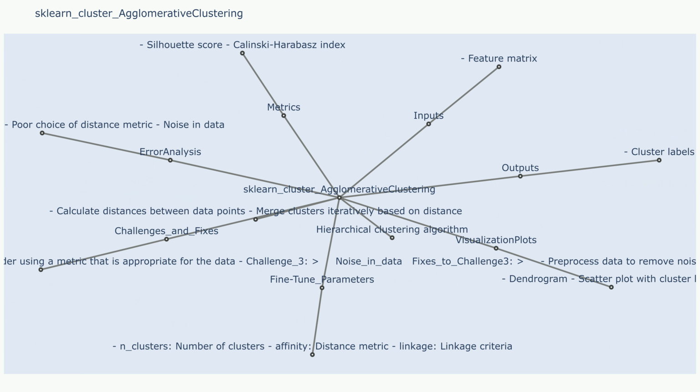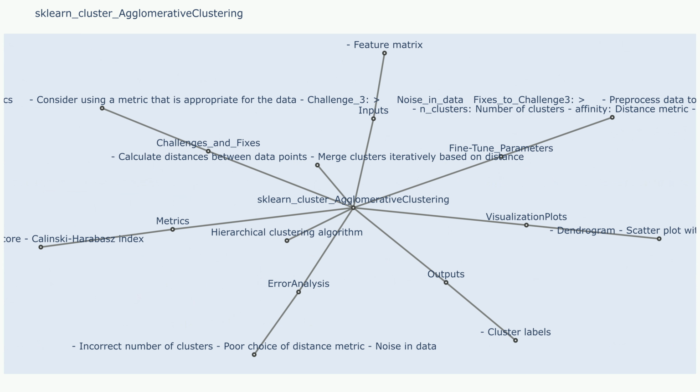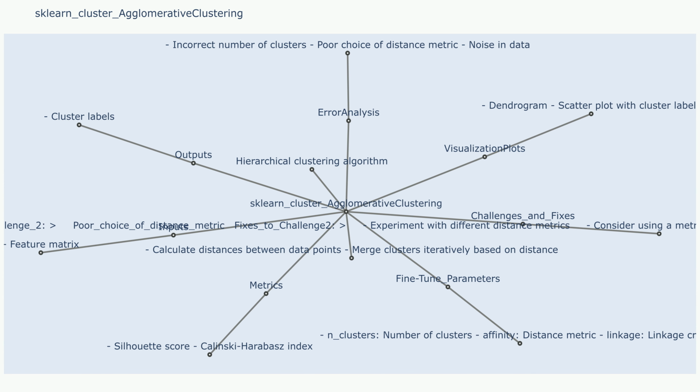Metrics: silhouette score measures how similar a data point is to its own cluster compared to other clusters. Calinski-Harabasz index measures the ratio of between-cluster variance to within-cluster variance. Visualization plots: dendrogram, a tree-like diagram that shows the hierarchy of clusters. Scatter plot, a plot of the data points colored by their cluster membership.